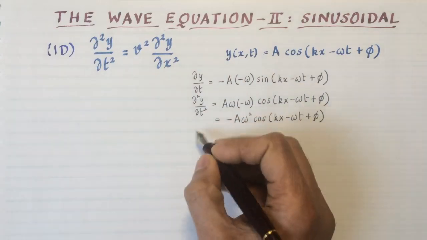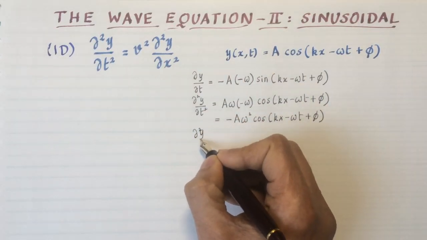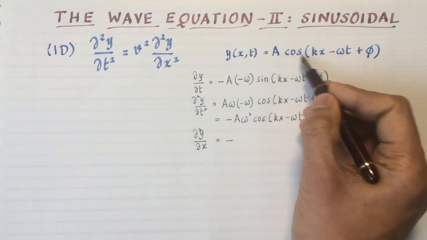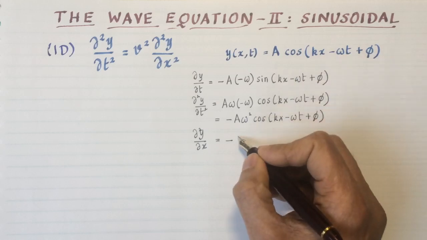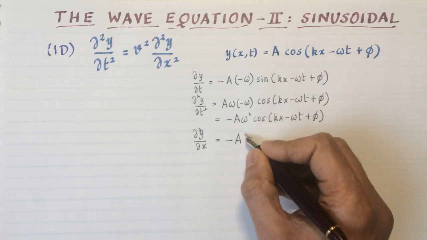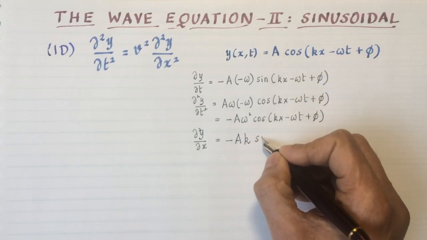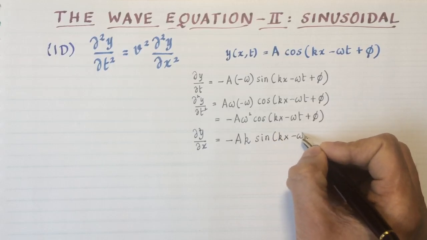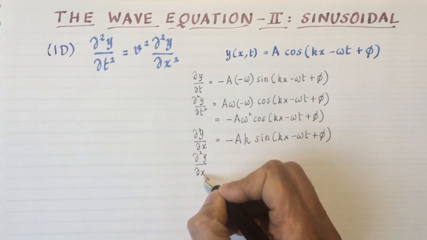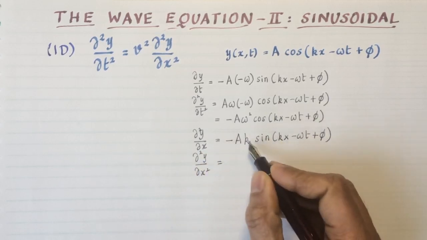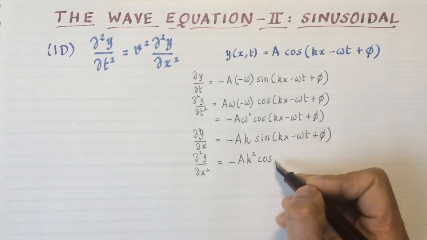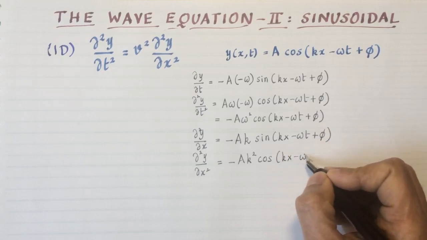Let's move on to the space derivatives. First del y by del x. I'll again get a negative sign because when you differentiate cosine, you'll get negative of a sine function. So negative A, and then when I go in and differentiate with respect to x using the chain rule, I'm going to get the k outside. So Ak times sine of kx minus omega t plus phi. And now I'll take a second derivative, del 2y over del x squared. And this time there'll be another factor of k that comes out. So that's negative Ak squared cosine, because the derivative of sine is a cosine. And that's kx minus omega t plus phi.